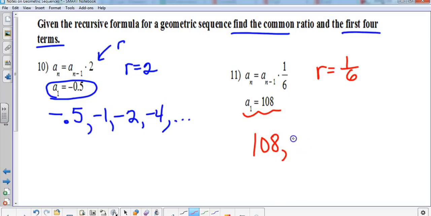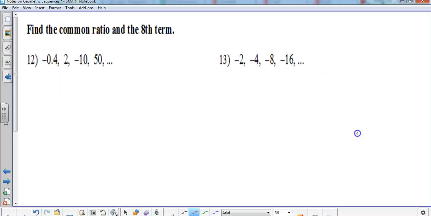The next one is 18, and then 18 divided by 6 is 3, divided by 6 is, you could give me a decimal and I don't care. So far, so good. Couple more easy ones.